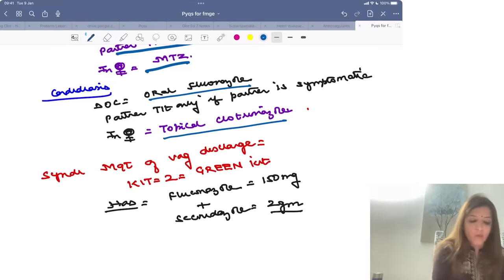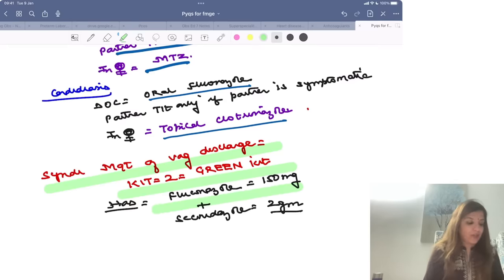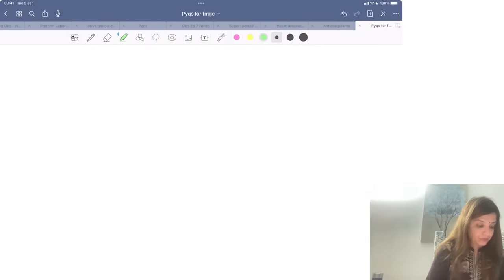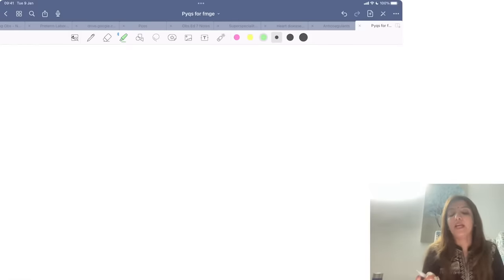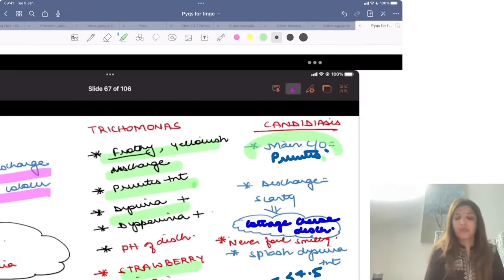Now, for syndromic management of vaginal discharge, we use kit number 2, which is the green kit. It has got fluconazole, and instead of metronidazole, it has got secnidazole. Clear to all of you? Intense itching will be seen in case of candida. Because as I told you, in candida, the main complaint of the patient is pruritus. Right?